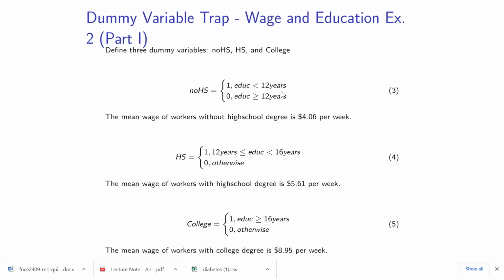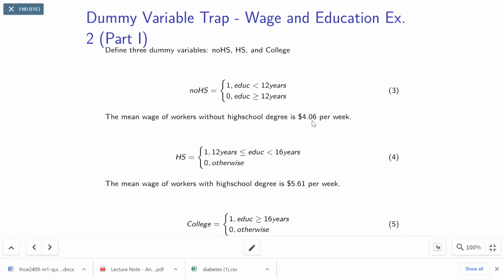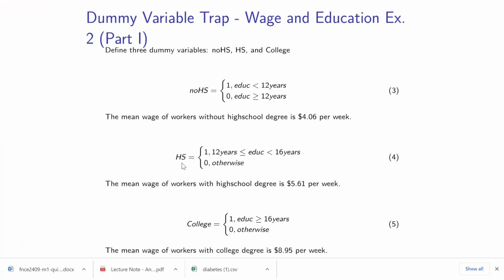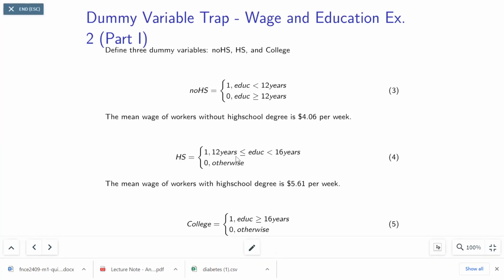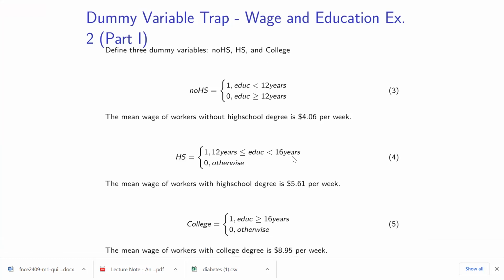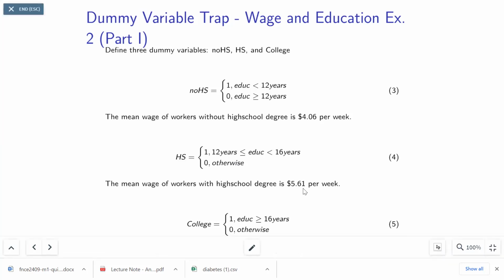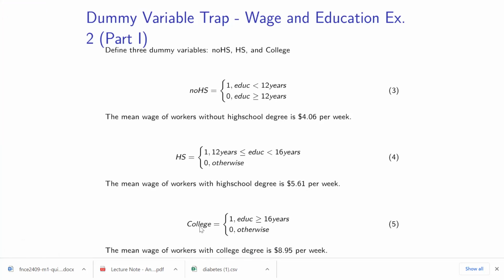The mean wage for workers without a college degree is $4.06 per week. The high school dummy describes workers who have received 12 years of education, but less than 16 years of education. The mean wage for workers in this category is $5.61 per week. The college dummy describes workers who have received a college degree. The mean wage for workers with a college degree is $8.95 per week.